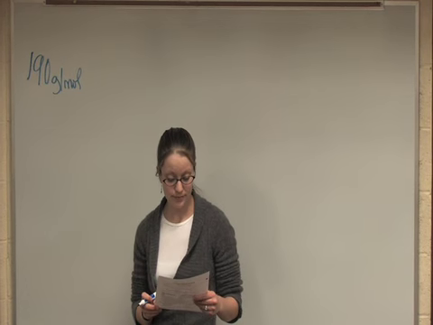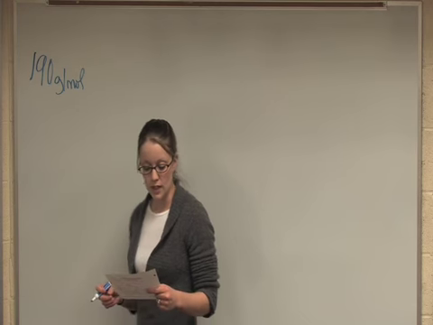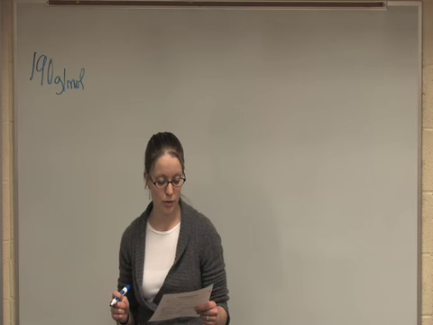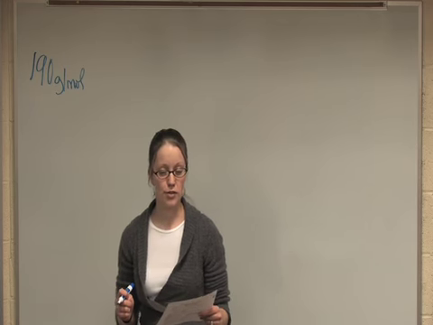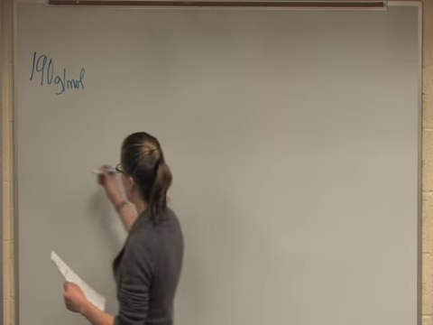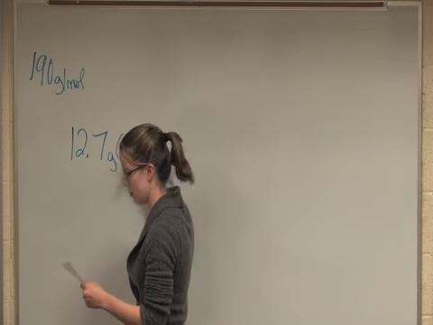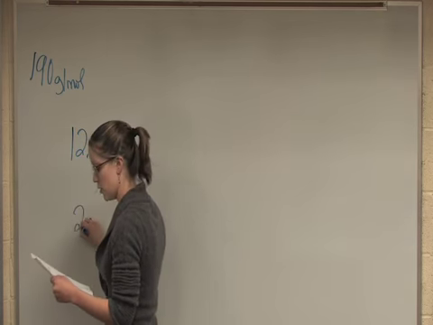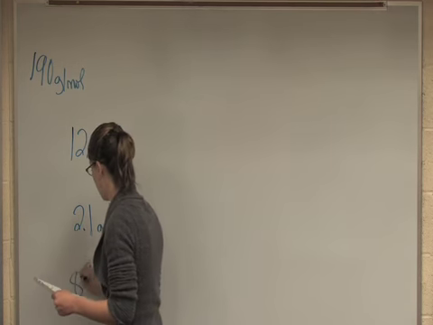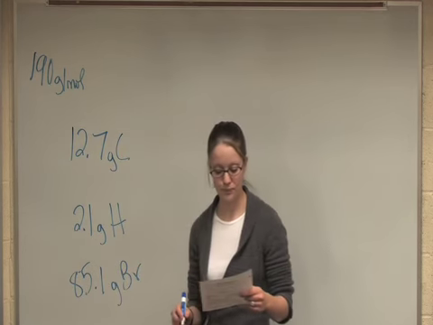Percent composition, that's another thing you can calculate, is 12.7% carbon, 2.1% hydrogen, 85.1% bromine. What do I do with those percentages? Just make it a G. So we're going to have 12.7 grams carbon, 2.1 grams hydrogen, and 85.1 grams of bromine. That's the first step.